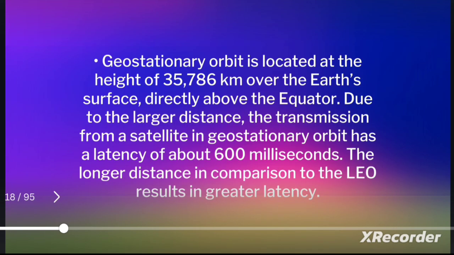Geostationary orbit is located at the height of 35,786 km over the Earth's surface, directly above the equator. Due to the larger distance, transmission from a satellite in geostationary orbit has a latency of about 600 milliseconds. The longer distance in comparison to the low Earth orbit results in a greater latency.